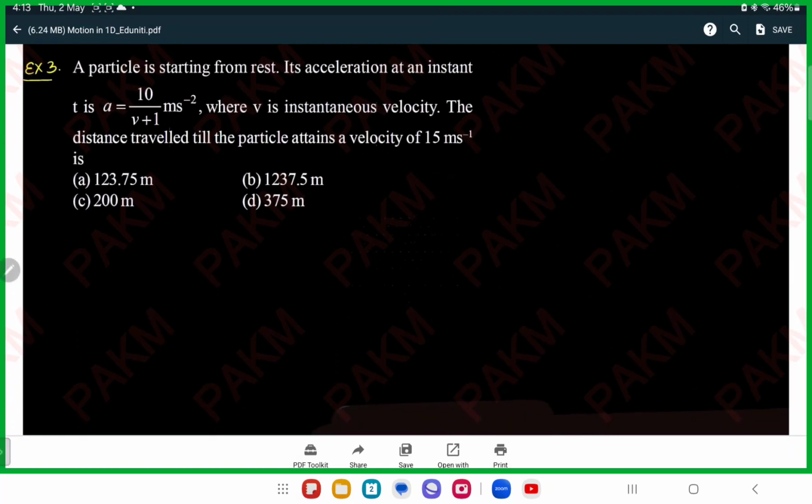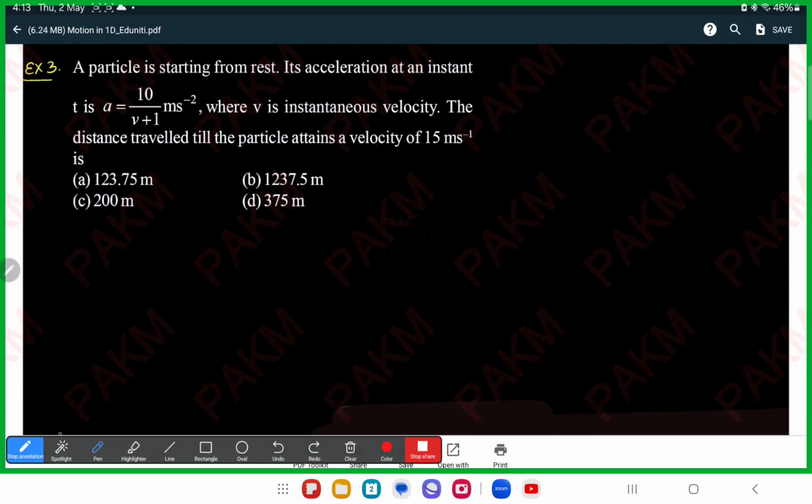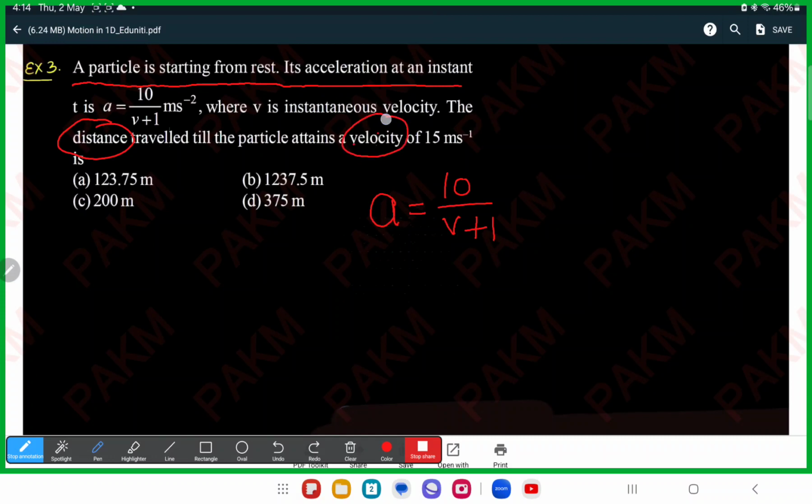a particle started from rest. Its acceleration at an instant is given as a = 10/(v + 1), where v is the instantaneous velocity. Find the distance traveled till the particle attains the velocity 15. Now we have to calculate the distance when the velocity is 15.